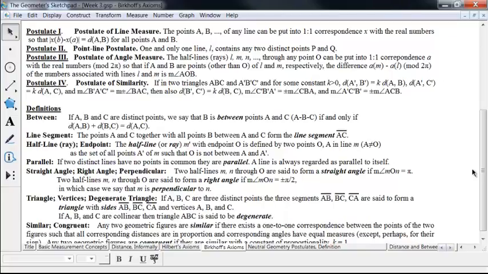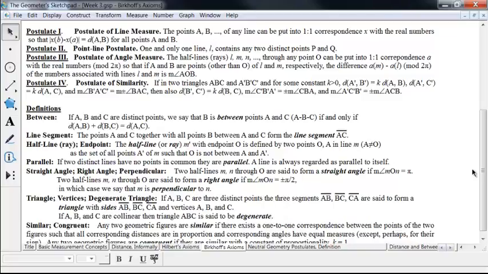And then we have a postulate of angle measure. We'll talk more about angle measure next week. But the postulate of angle measure says that the half lines, or we'll usually call them rays, L, M, through any point O can be put into one-to-one correspondence A with the real numbers mod 2 pi, so that if A, B are points other than O of L and M respectively, the difference A_M minus A_L mod 2 pi of the numbers associated with rays L and M is the measure of that angle. So we assume that we can measure an angle, and that this is done between 0 and 2 pi.